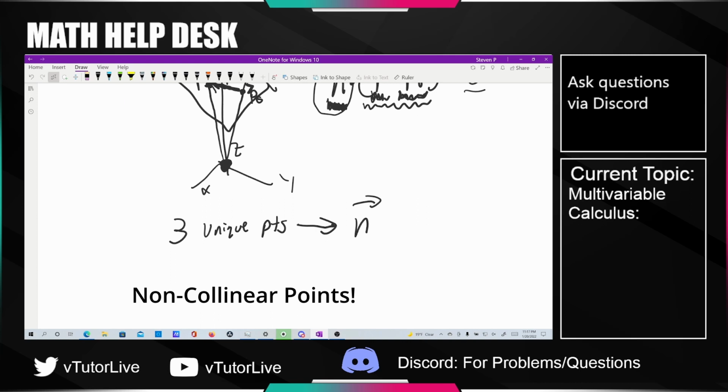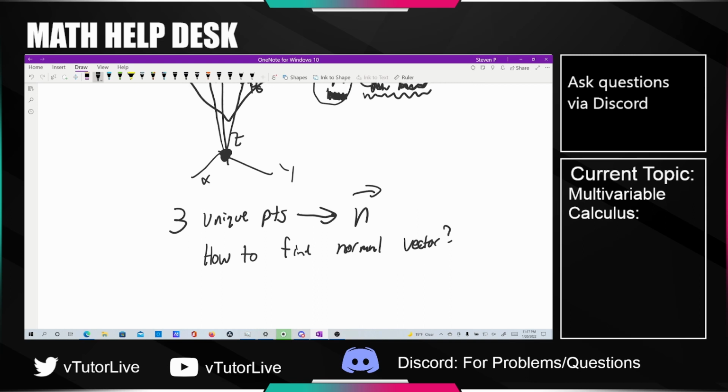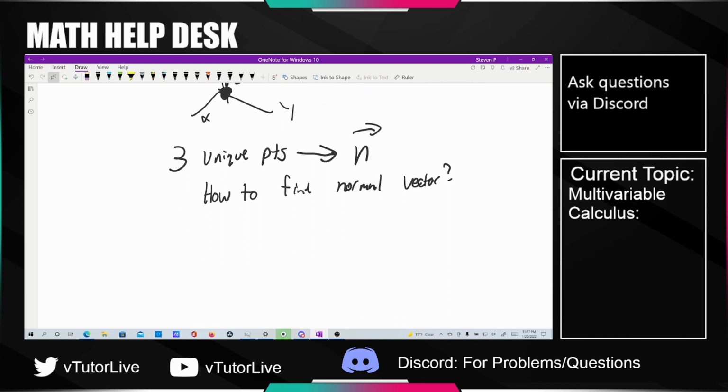Can anyone figure out, if I give you 3 points, how to get a normal vector out of that? I'm going to draw this out a little bit, okay? And at any time, if you get the idea, shout it out. So this is a plane, and this is our 3 dots within the plane, right?